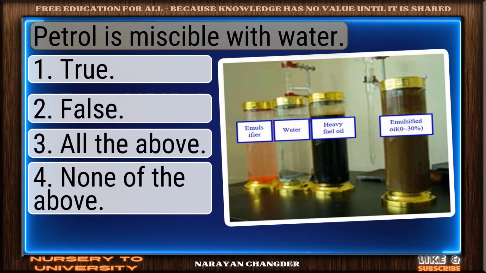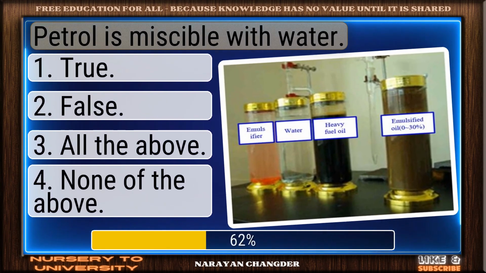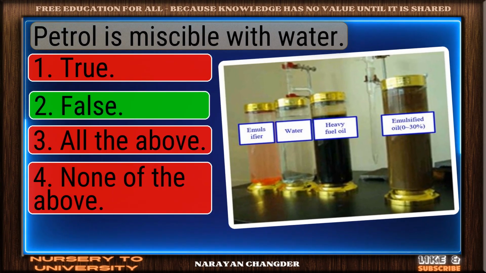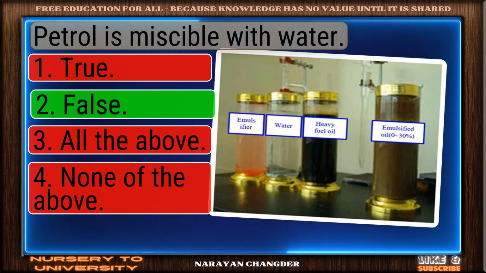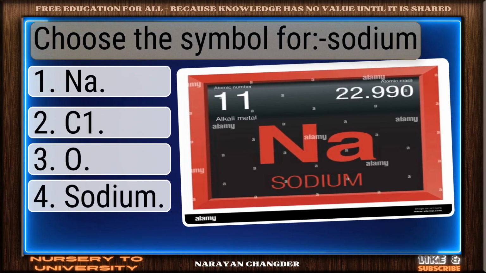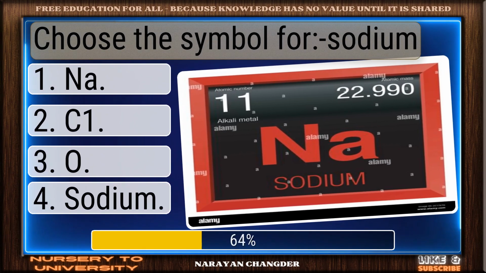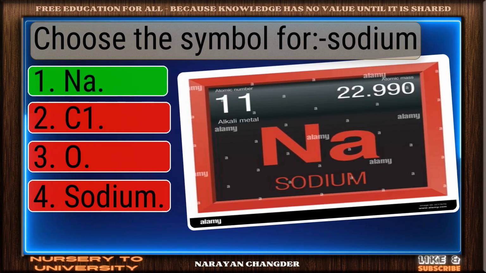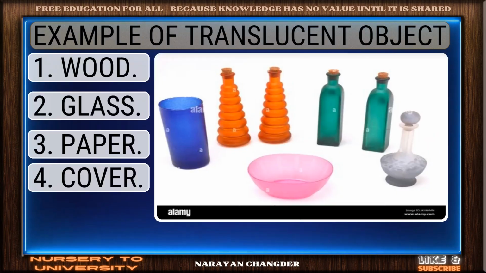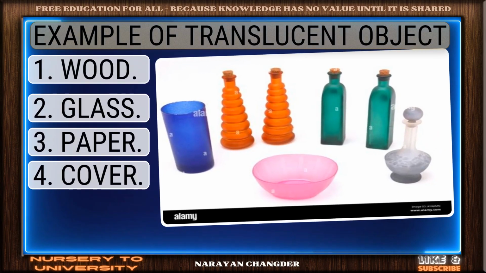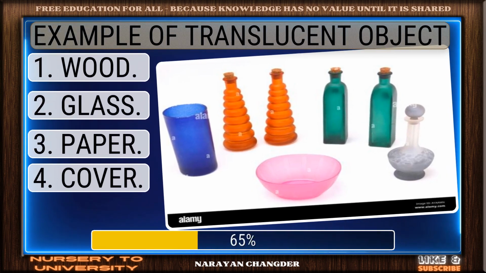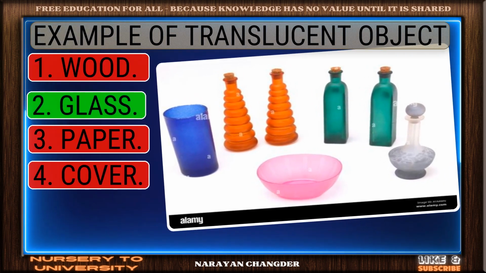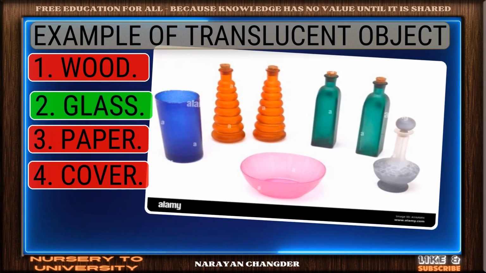Petrol is miscible with water. On track. False is the correct answer. Choose the symbol for sodium. Great job. Na is the accurate answer. Example of translucent object. Good job. Your answer, glass, works well here.